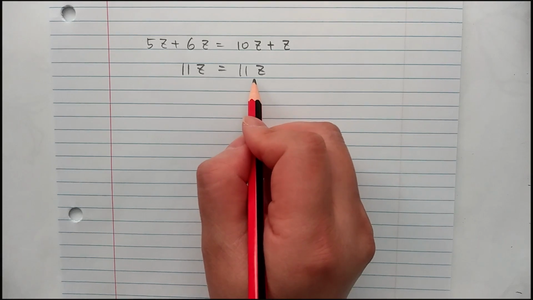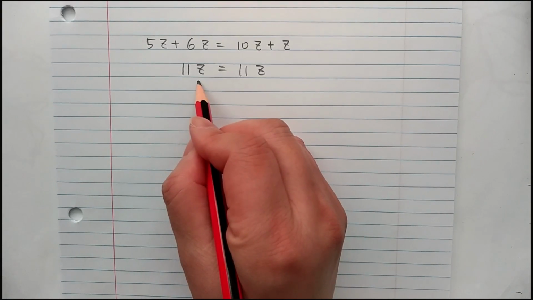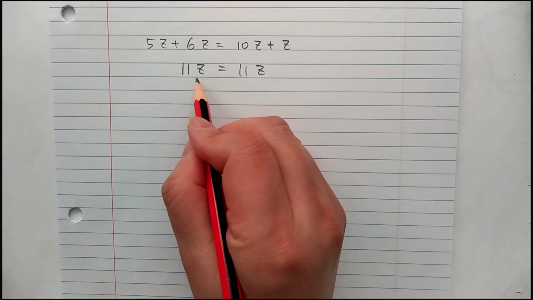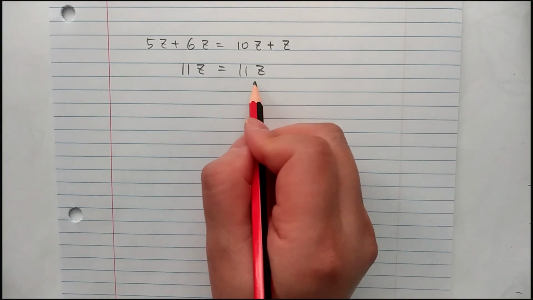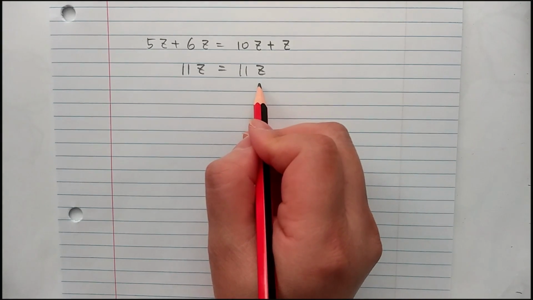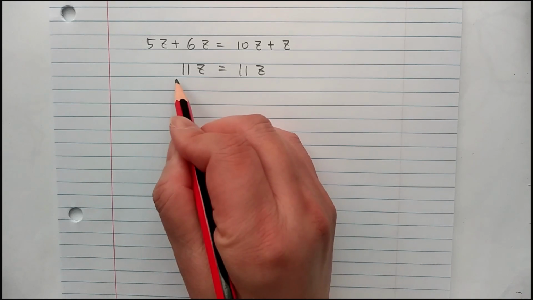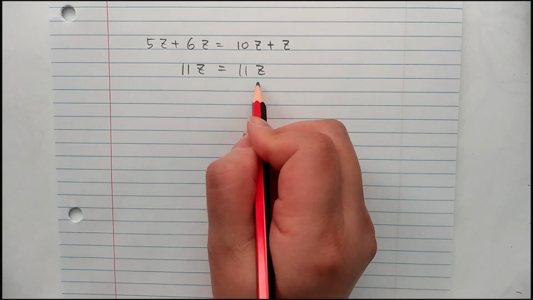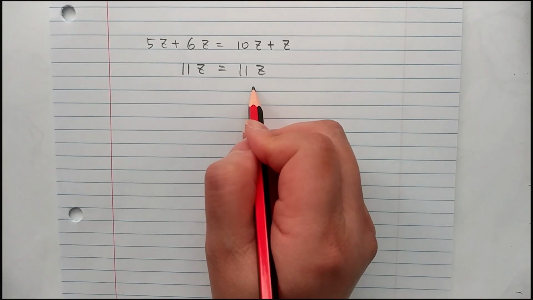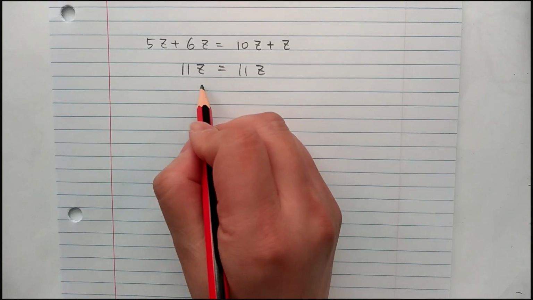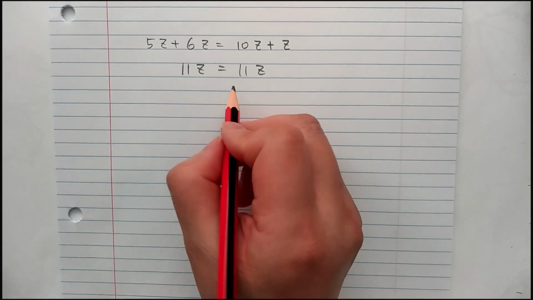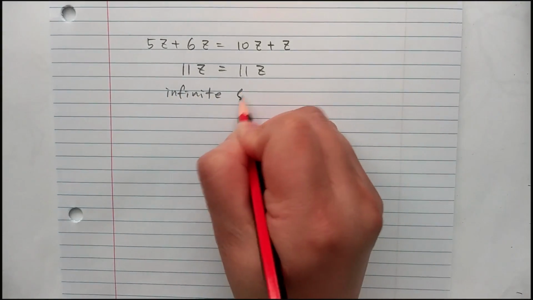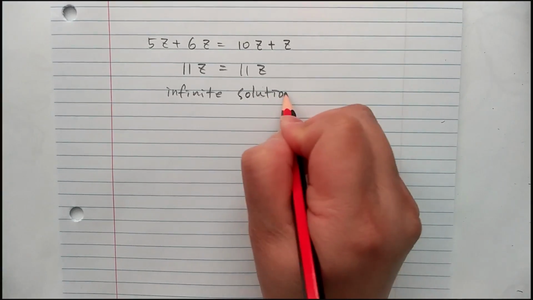If z is equal to 0, this side is going to be 0, this side is going to be 0. If z is equal to 1, then it'll be 11 equal to 11. How about negative 1, meaning 11 times negative 1 is negative 11, is equal to also negative 11 on this side. So this equation is going to be always true. We have infinite solutions.